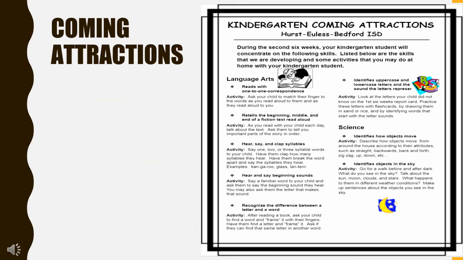This is an example of Coming Attractions for kindergarten second 6 weeks. If you have a kindergartner in our schools right now, then you should have already seen this document. This document shows you some quick and easy activities that you can do at home to help your student be better prepared for the learning and the assessment that's going to happen during this 6 weeks. Note that this document may not reflect every student standard that is being assessed this 6 weeks, but it should include the most important ones.